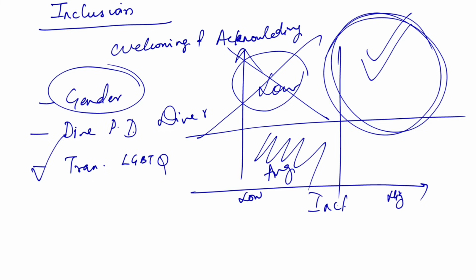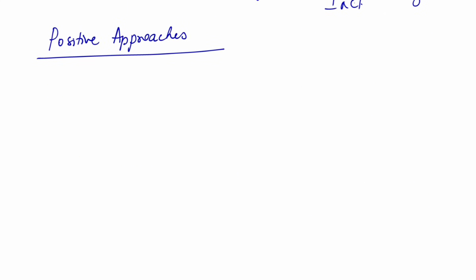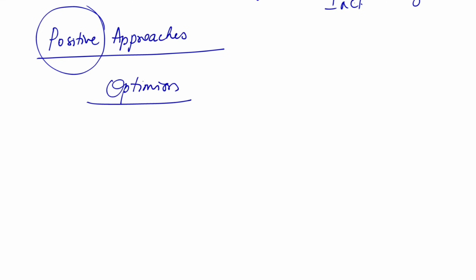Now we will talk about the positive approaches to work behavior, which is the last unit in this block as well as the course. We cannot talk about positive approaches without talking about optimism, right? Optimism, what is optimism? The power of positive thinking in general. You can define it as the cognitive characteristic of generalized positive outcome expectancy, or positive thinking in general, right? Optimism is positive thinking.